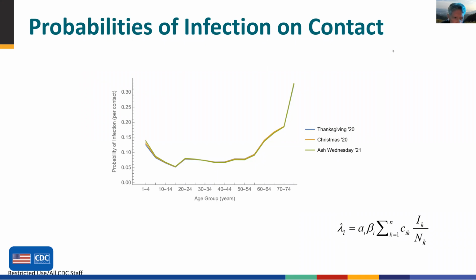These are the probabilities of infection per contact by members of 5-year age groups. And this is a remarkably stable calculation, given the fact that the force of infection and attack rates were very different at Thanksgiving, Christmas, and Ash Wednesday. But this is what we need for transmission modeling.